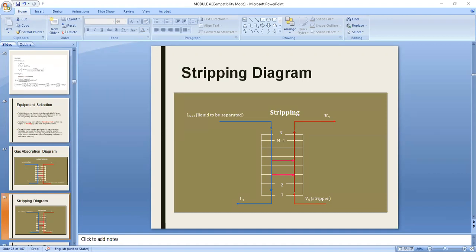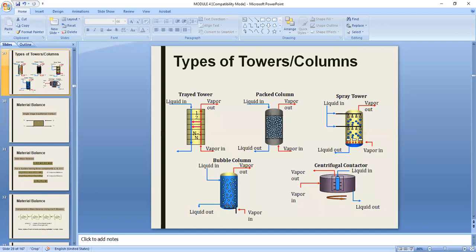So for stripping, we have 1 at the bottom and we have N on top of the column. But for McCabe, it's still 1 at the bottom and 2 on top. Okay, we don't change that in McCabe. So the same numbering of the phases. Okay, so these are our types of columns.